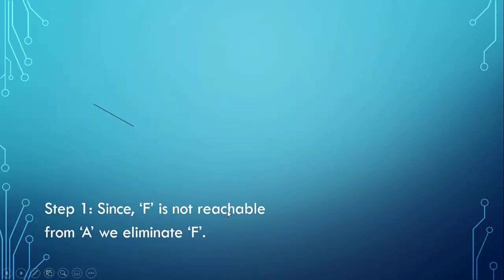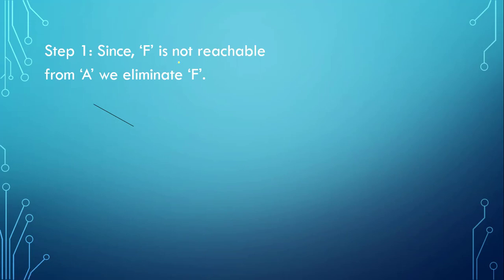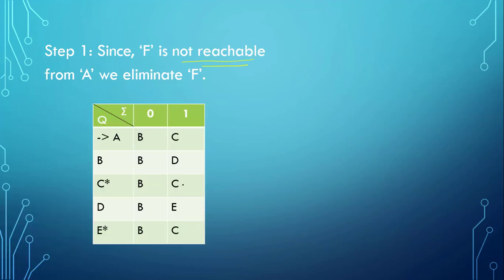So we will start with the solution. Since F is not reachable from A, we will eliminate F. Right? So let's begin with the transition diagram. After eliminating F, we are left with A to E. So now let us start with step 2 and 3. So we will have the states A, B, C, D and E. Here also we will have A, B, C, D and E.